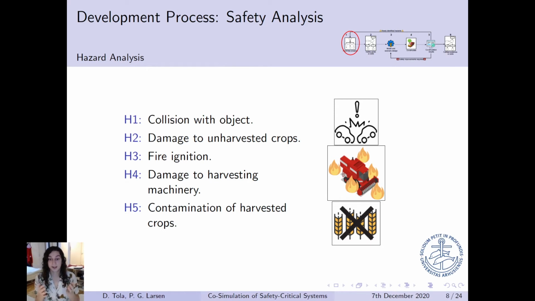Contamination of harvested crops. This can, for example, be if the harvester has a tank where they contain the harvested crops, and if the harvester, for example, drives over a deer or another animal, then the animal's insides will be added into the tank where the harvested crops are, and therefore you will need to throw the harvested grain or whatever it is out, and you will need to clean the whole vehicle and the system.